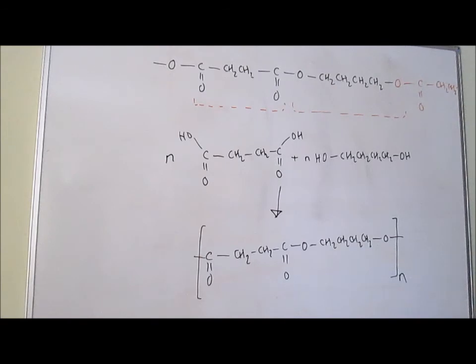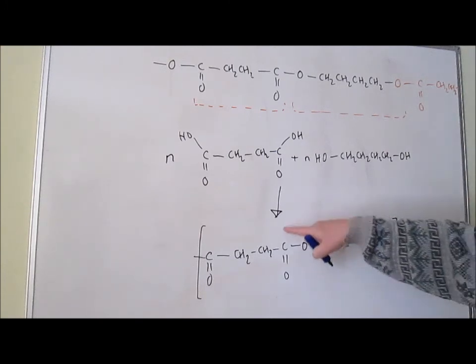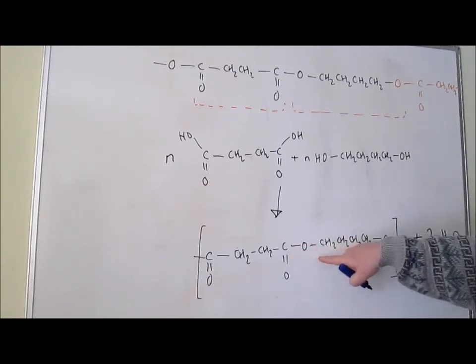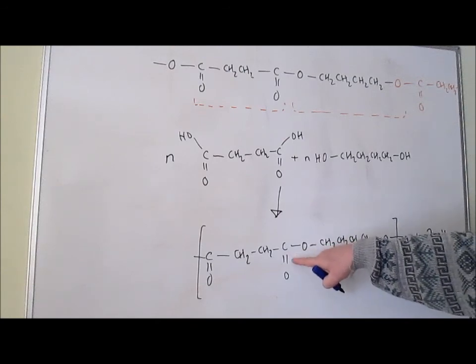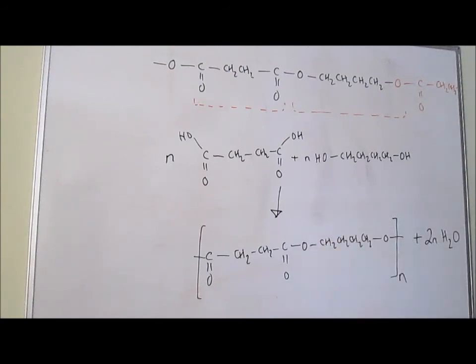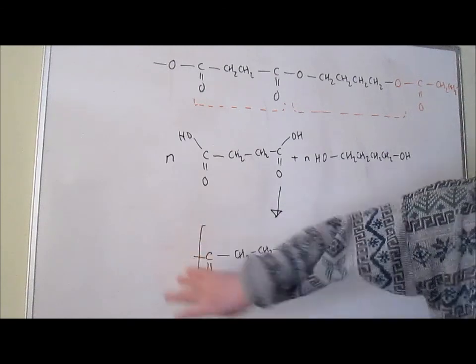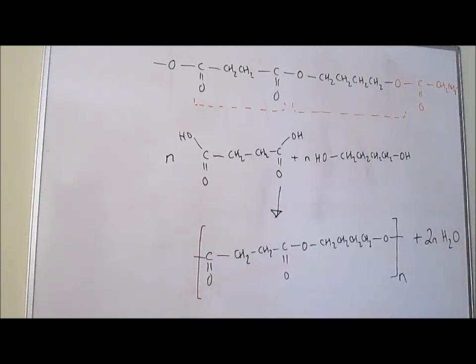But what you have to remember, and this is what people tend to forget because they relax and congratulate themselves on having got the big repeat unit sorted out, is that it's condensation, so water has been produced as well, and there will be 2n waters produced, because there's one produced when the middle of the chain condensed together, in other words when that ester group was formed, but then there's another one when this added on to the rest of the chain here, so 2n waters.